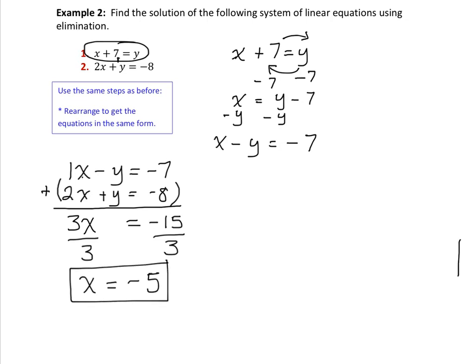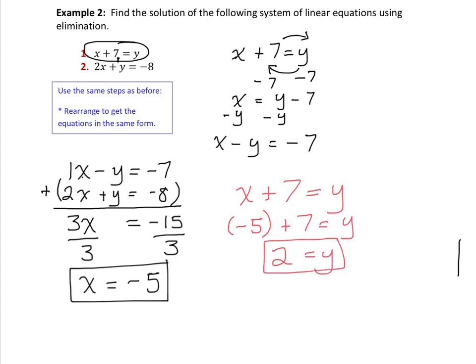So let's go now and solve for the y variable, knowing that x is equal to negative 5. So we go back and we use one of our equations from the very start. I'm going to choose the first one, x plus 7 is equal to y. You can use either one. They will still give you the same answer. Now, x is negative 5, so I'm going to sub negative 5 in for x, and negative 5 plus 7 is equal to 2. So y is equal to 2. Therefore, our solution is going to be the point negative 5 comma positive 2.